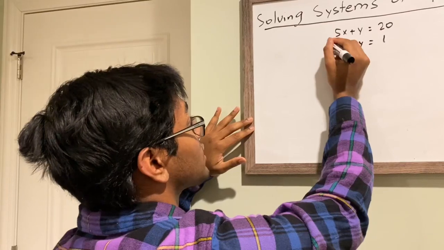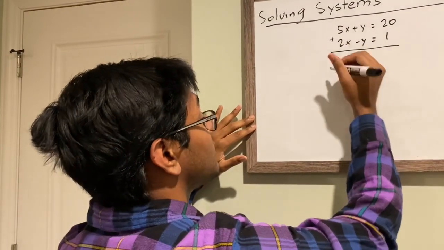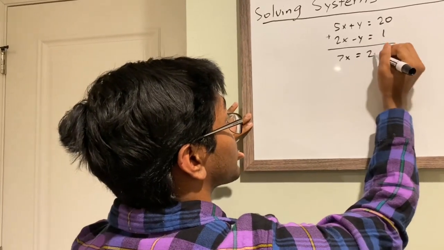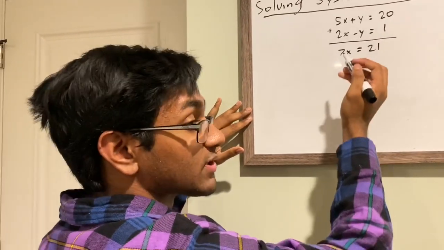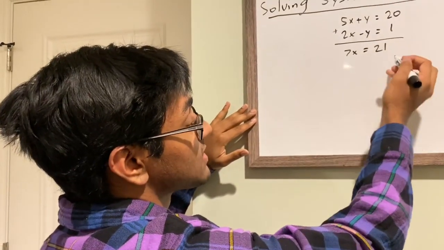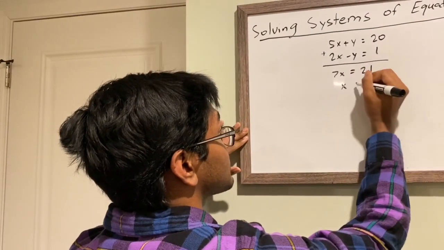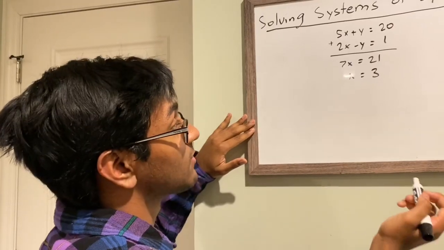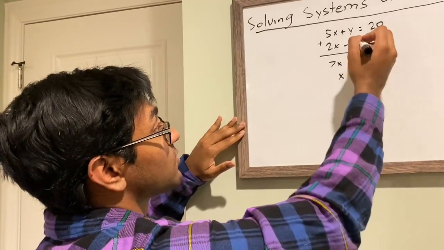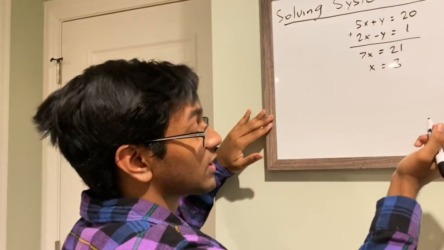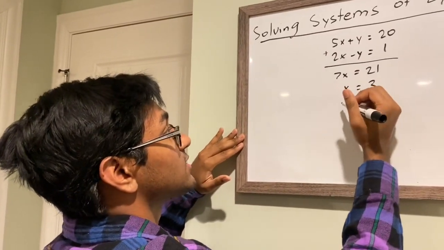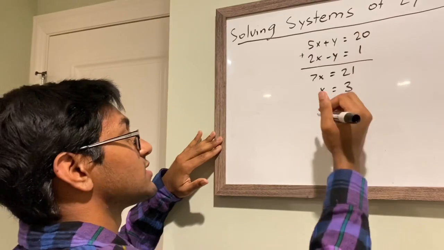So let's add the two equations together. So we add and we'll get 7x equal to 21. And now in order to solve for x, we divide both sides by 7 and we'll get x equals 3. And now in order to solve for the y variable, we'll plug 3 back into one of these equations. And again, the equation we use doesn't matter because we'll get the same value for y no matter what. So let's plug it into the first equation this time.